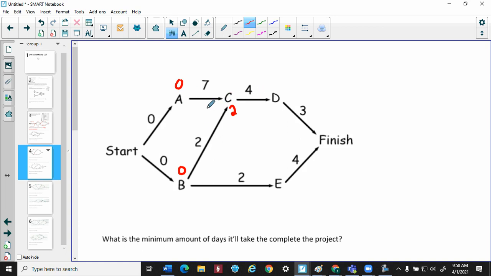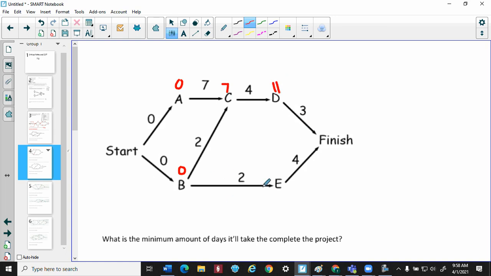So what that means is A eventually gets there on the 7-minute mark. So unfortunately, B's sitting there until 7 minutes. So when can C actually get started? Until the slowest guy gets there, which is 7. All right. Now, C starts at the 7-minute mark. It takes 4 minutes to do task C. So that means that D will start on minute 11.